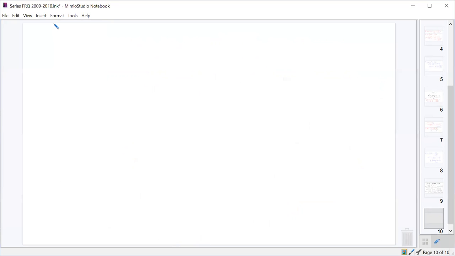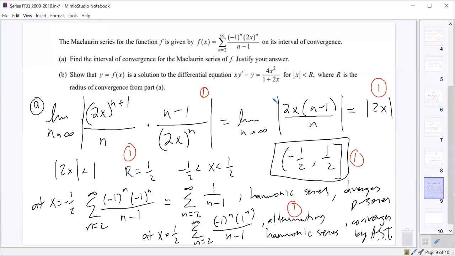All right, now for part B, sounds a little weird, but it's not as bad as it seems. They want us to show that y equals f of x, so that this series is a solution to this differential equation, that xy prime minus y equals this, and that it has the same radius of convergence. So all we need to do is figure out what xy prime minus y is. So we'll start by figuring out what y prime is.